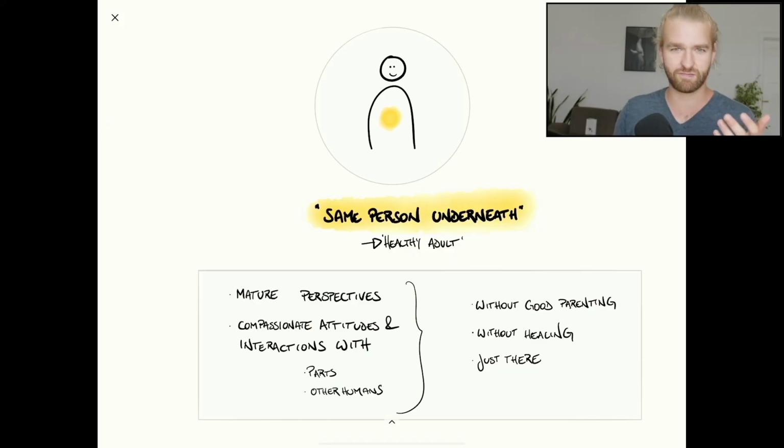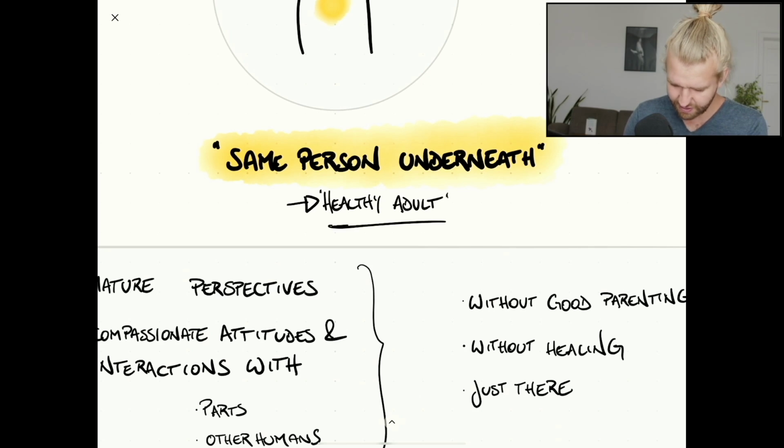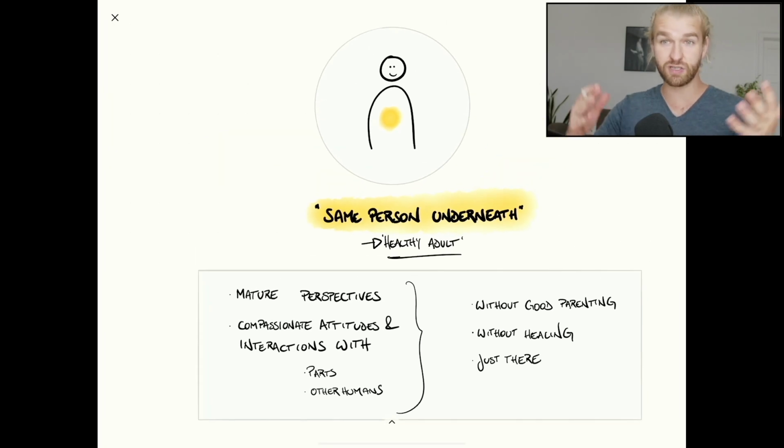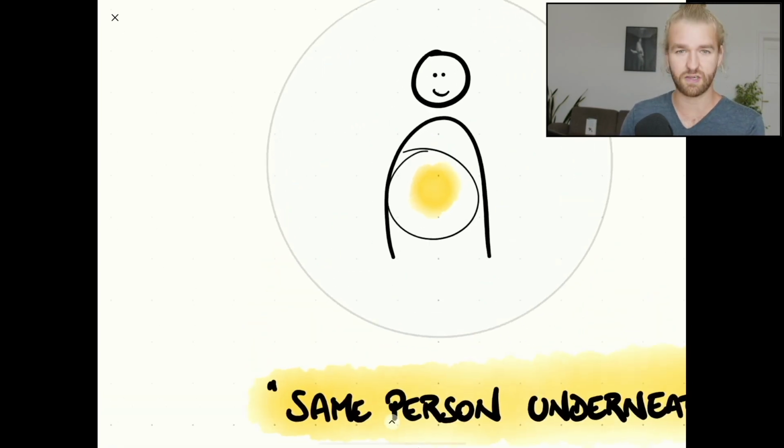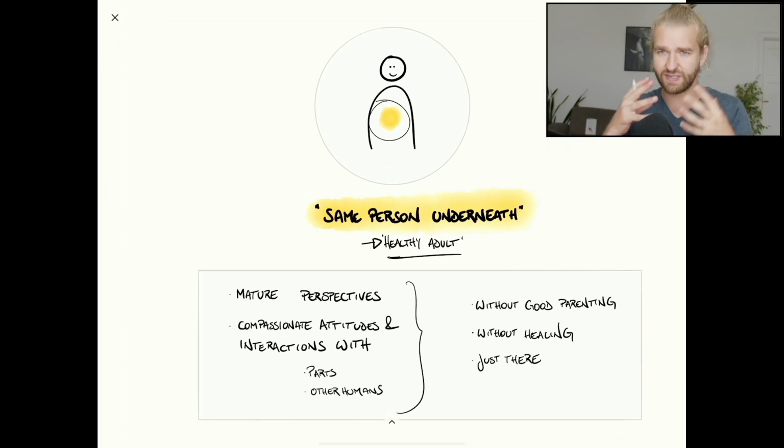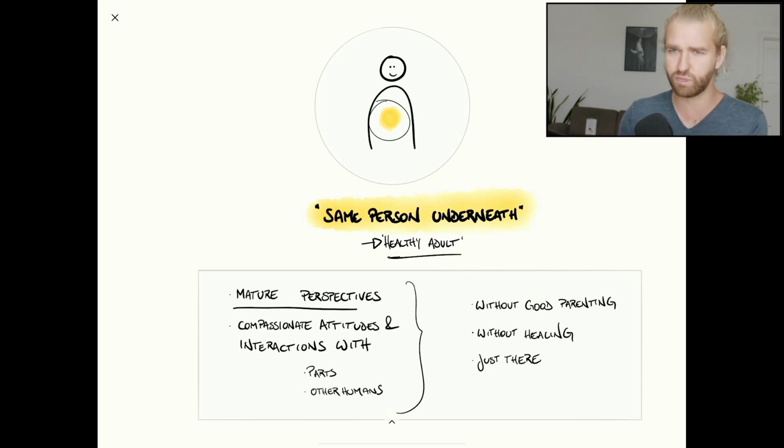But as this happened more and more often, he discovered that these people were kind of the same person underneath. One way to look at this is, underneath all the parts, as soon as they step aside, there is something like a healthy adult. There is the self. And when no parts had taken over the self, suddenly the patients had much more mature perspectives.